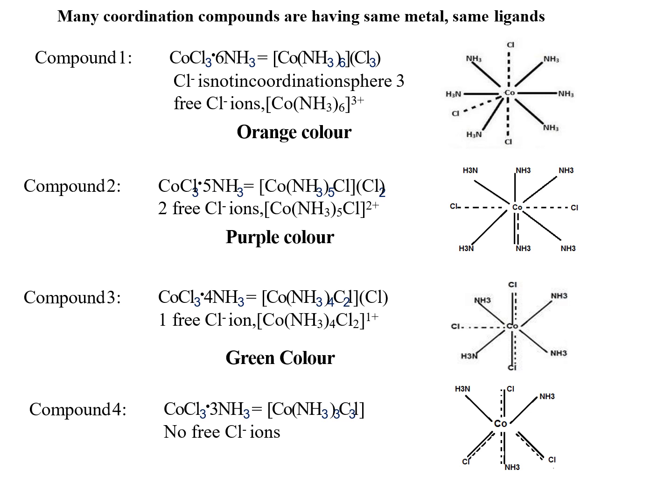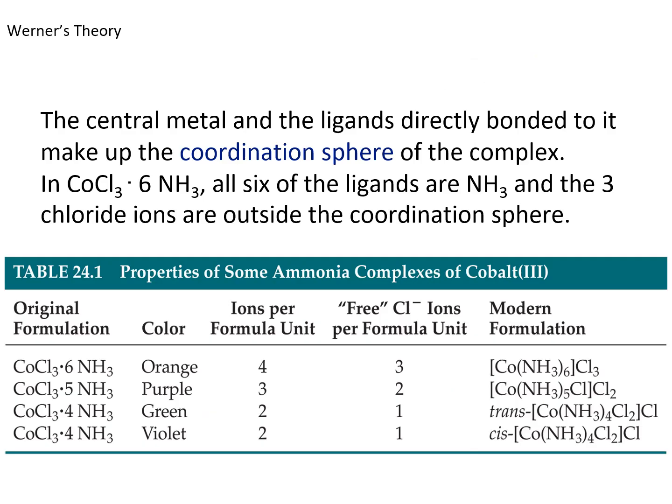Many coordination compounds have the same metal and the same ligand. In compound 1, the chlorine is not in the coordination sphere. Three chloride ions give the orange color. In compound 2, three chloride ions are outside the bracket, so it gives the purple color. In compound 3, there is one free chloride ion, and it gives the green color. In compound 4, there are no free chloride ions outside the bracket.